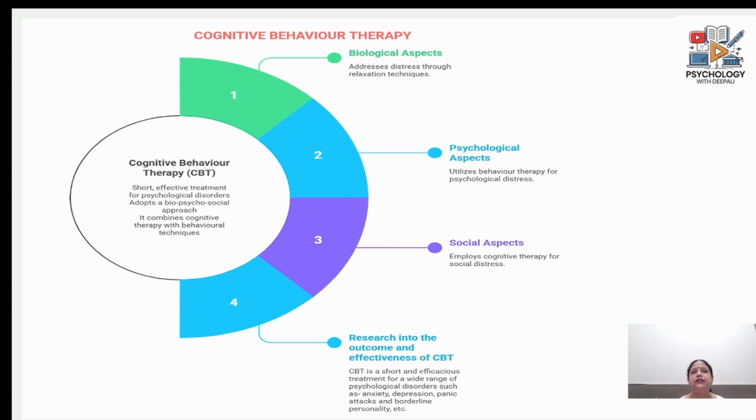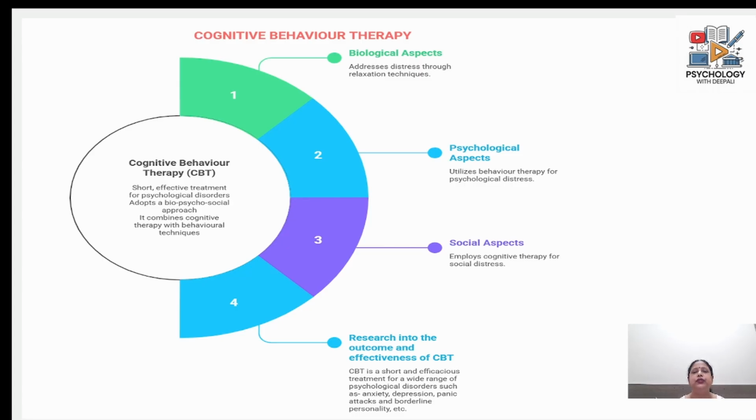Now, the biological aspects of cognitive behavior therapy use basically certain kind of relaxation techniques where they are trying to reduce the distress of the person. So that's the biological focus. Then we have the psychological focus where certain behavior therapy techniques are used to reduce the psychological distress. And of course, the social aspects, which use the cognitive therapy principles to reduce social distress and emotional distress.